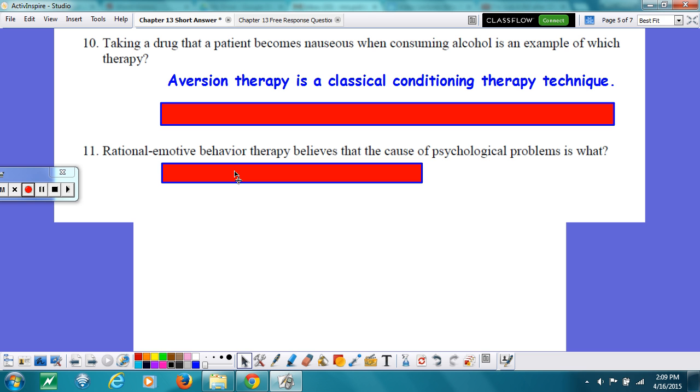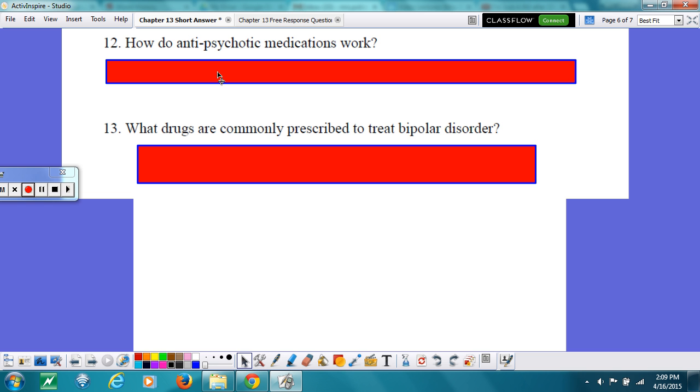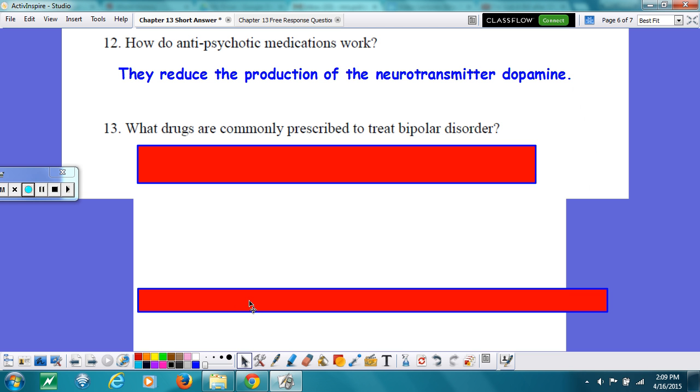The rational emotive behavior therapy believes that the cause of psychological problems is what? And that would be irrational beliefs. And this is something that was coined by a man named Albert Ellis. Question number 12. How do antipsychotic medications work? The goal of that is to reduce the production of the neurotransmitter dopamine. Individuals who would probably be taking this kind of med would be individuals who probably have symptoms of schizophrenia.